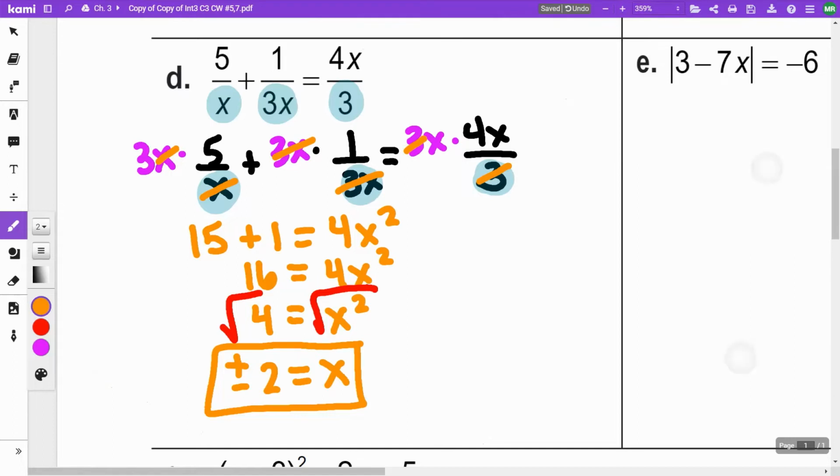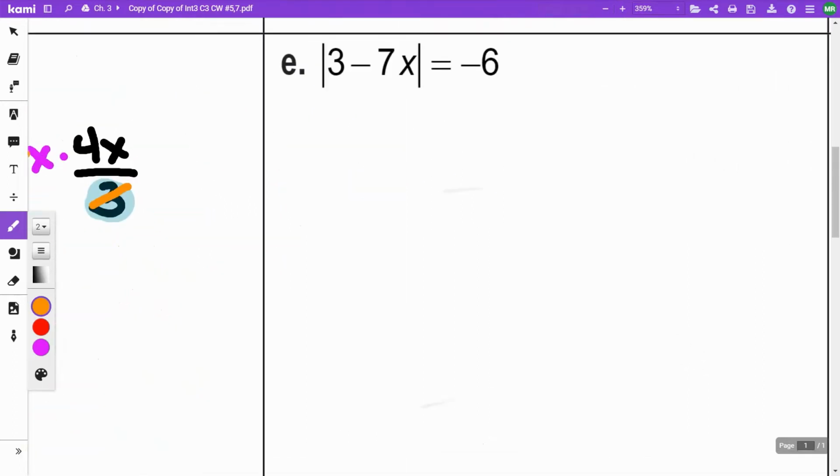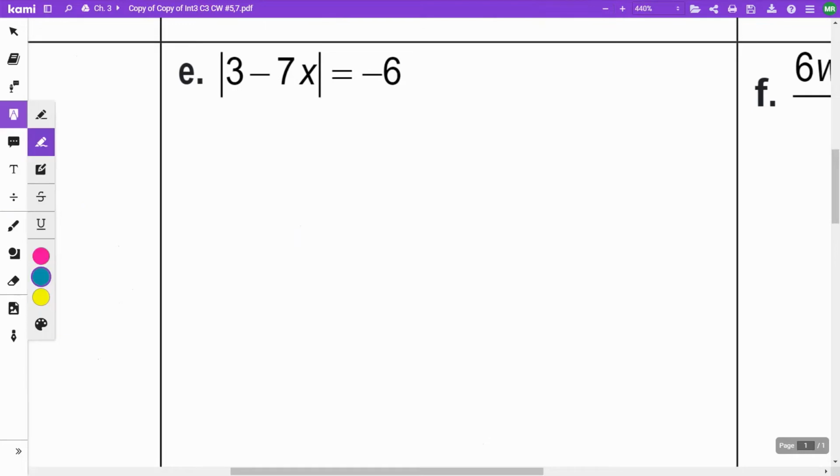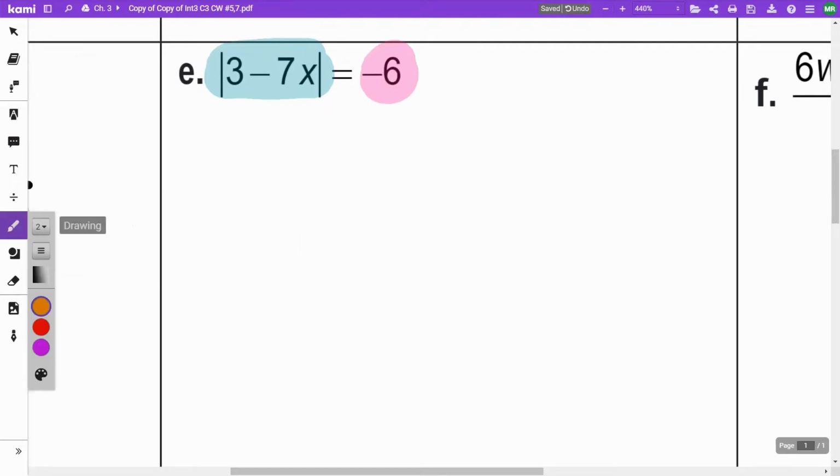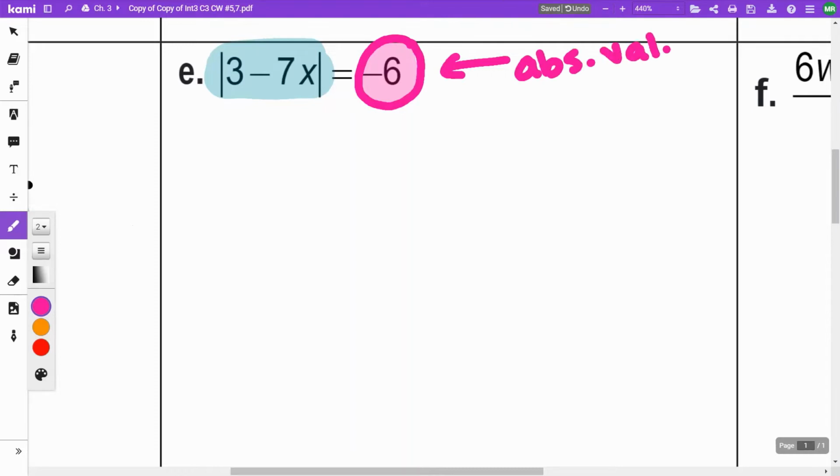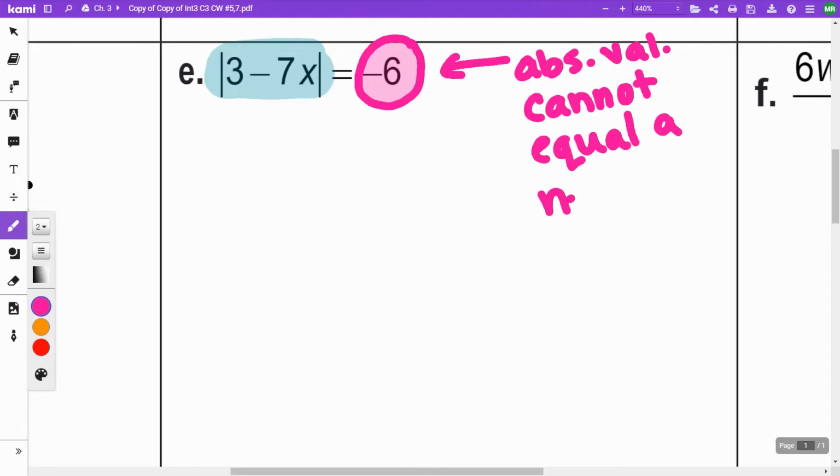Now on letter E is an absolute value. You want to get it isolated. It is. It's all by itself. But then we want to look at the other side. And remember, when we take the absolute value of something, it has to equal a positive. So since this is a negative, an absolute value cannot equal a negative result.